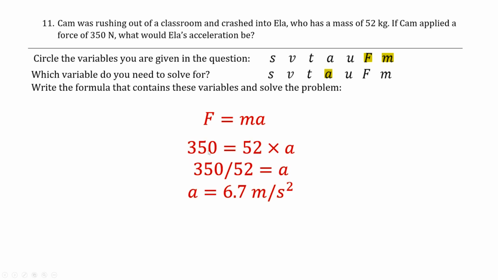350, that's newtons. 52 kilos times A, the acceleration. It's going to bounce off at 6.7 meters per second squared. That's pretty bouncy. That's not going to be very nice.